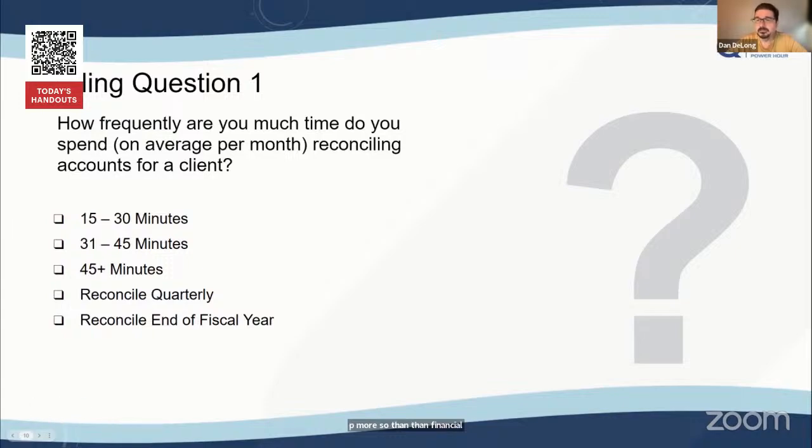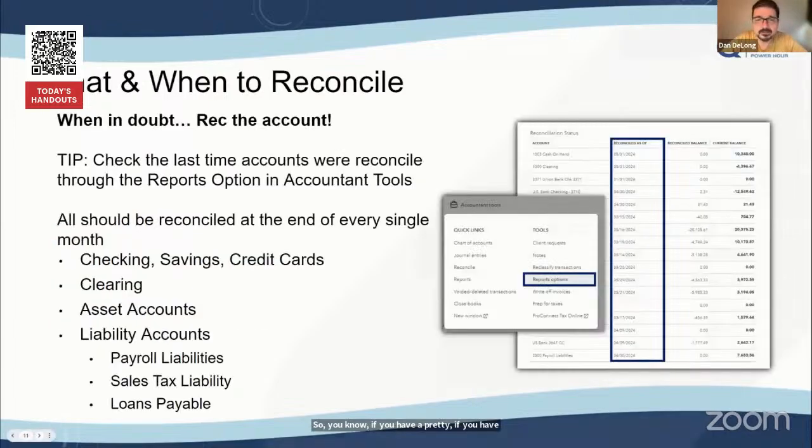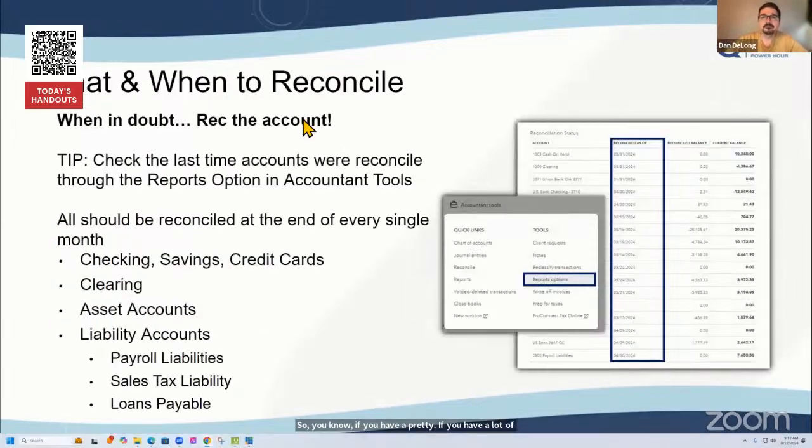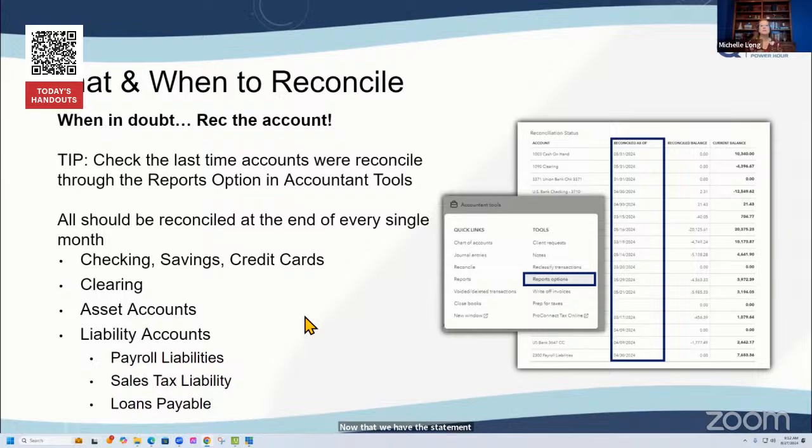So let me go ahead and end the poll here, and I'll share the results. Looks like the majority is 15 to 30 minutes per client. So if you have a lot of clients, that could certainly add up to a lot of time in the day. I would venture to guess a lot of that time is spent going and getting the bank statement. Now that we have the statement or the balance there, I think the time spent reconciling is going to go down for a vast number of clients. Not every client, there's always the exception to the rule. But I think a lot of that time is going to be reduced. What do you guys think?